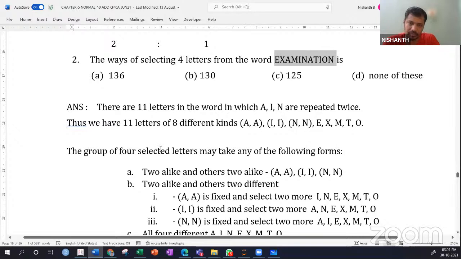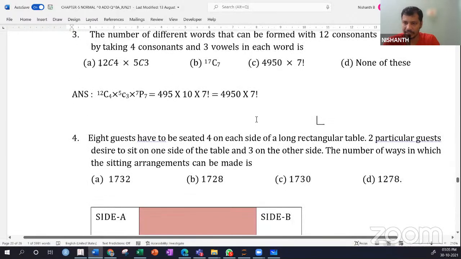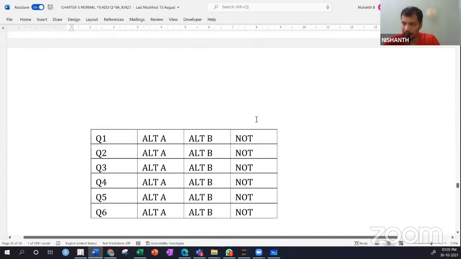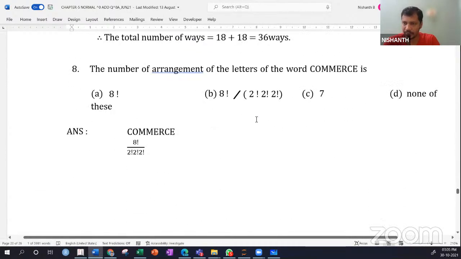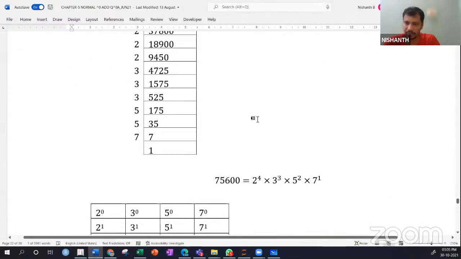And remember, from this chapter, we get at least 3 to 5 problems. Not all the 3 to 5 problems will be of this difficulty level. There could be some easy problems also. Maybe 1 problem max will come at this level. This also we had solved. Any particular problem, if you have doubt, you can ask me. Otherwise, I'm just going through this.